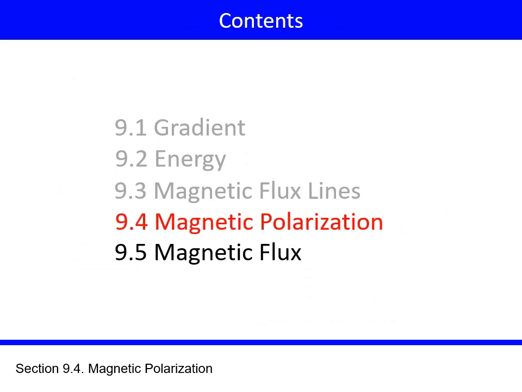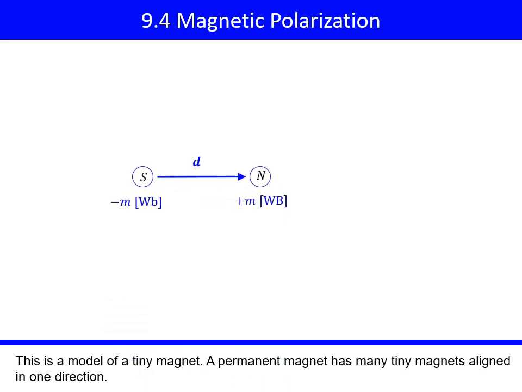Section 9.4. Magnetic Polarization. This is a model of a tiny magnet. A permanent magnet has many tiny magnets aligned in one direction.